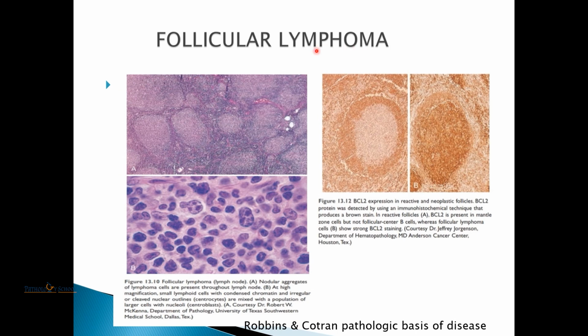Coming to follicular lymphoma, we can see here the nodular aggregates of lymphoma cells that are present throughout the lymph node. These are the nodules. And in the high power view, we can see the centrocytes, which are these smaller cells, and centroblasts, which are these larger cells.